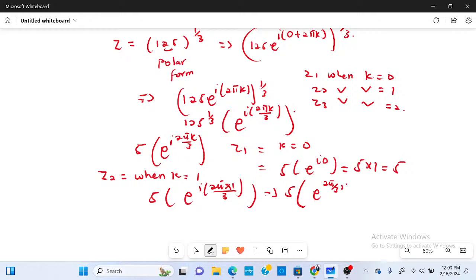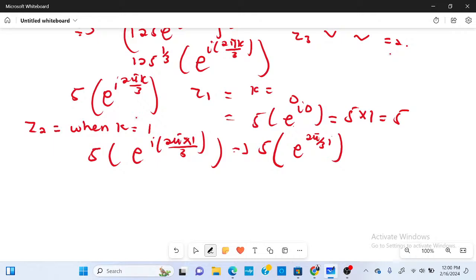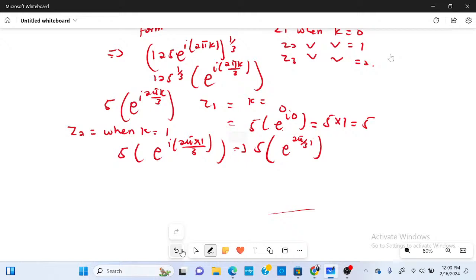And that gives me my second solution. So you can expand this for this to become 5 open brackets cosine of 2 pi on 3 plus I sine of 2 pi on 3. And that gives us our z2.